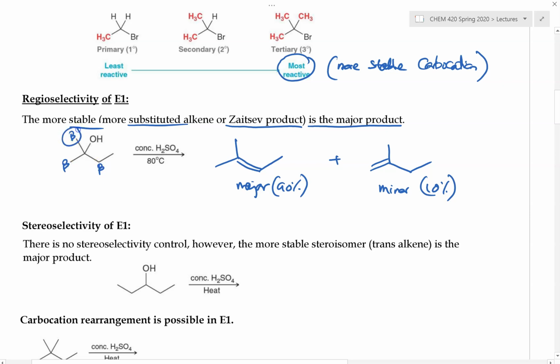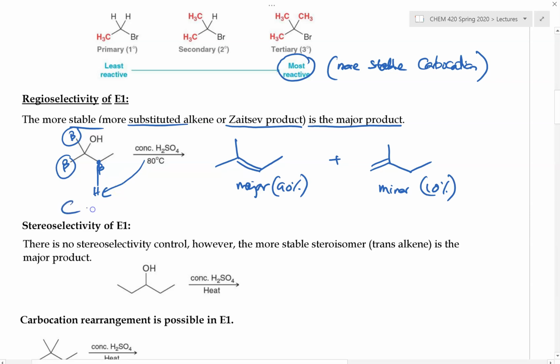These two beta hydrogens right here are similar, so removal of either of the hydrogens on these two carbons would produce the same alkene, whereas this beta hydrogen right here on this carbon would be uniquely different. And in this case, the major product is the product where the base comes in and abstracts this beta hydrogen right here. And the explanation for this is as follows.